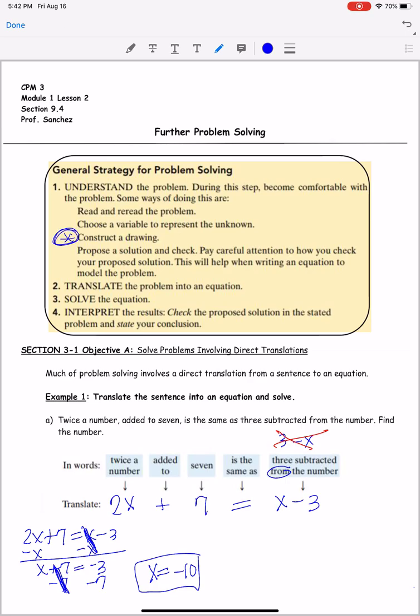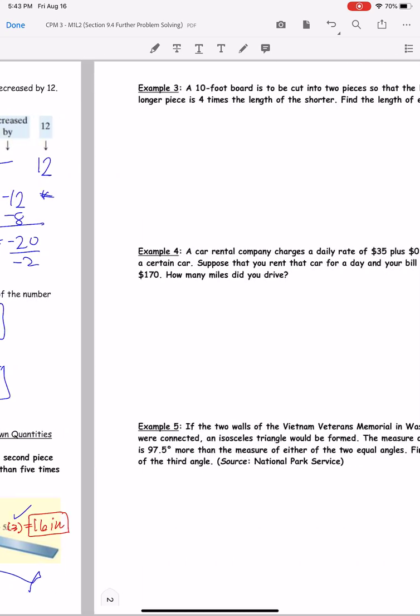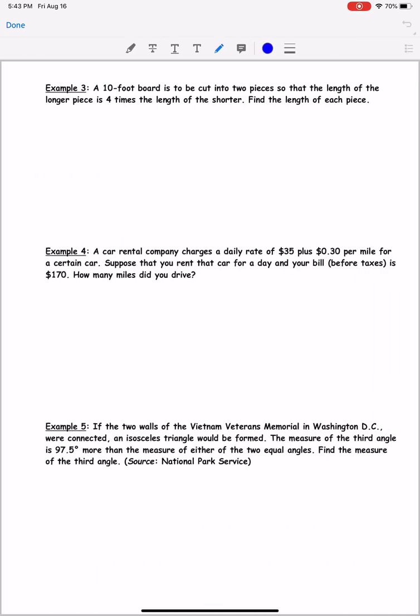And so that's exactly what we're going to do on this piece. Just how this example 2 already had a picture for us, let's make an example. So if I have a 10-foot board, let's just draw some crappy board. And this whole thing right here is 10 feet. And so I know it's cut into 2 pieces where one is shorter than the other. So I'm going to cut this board right here.